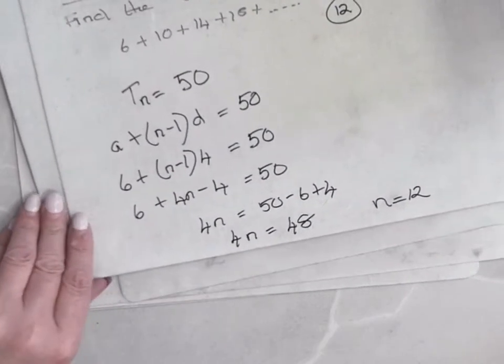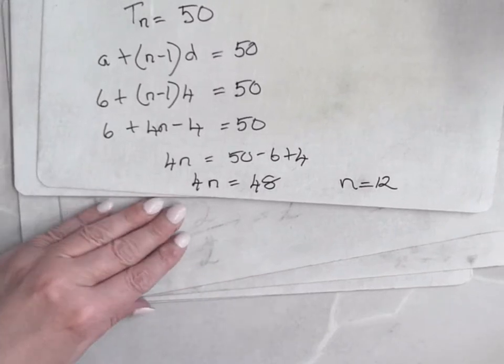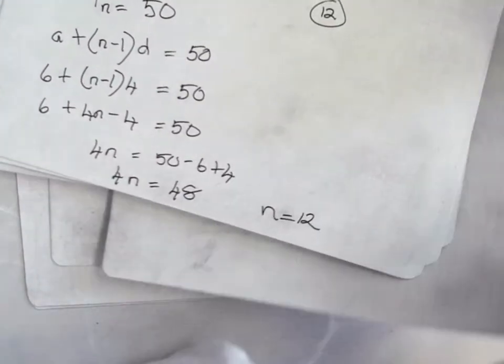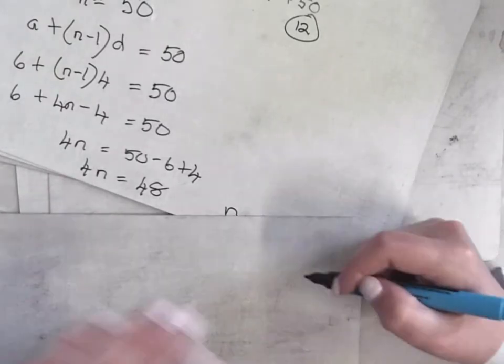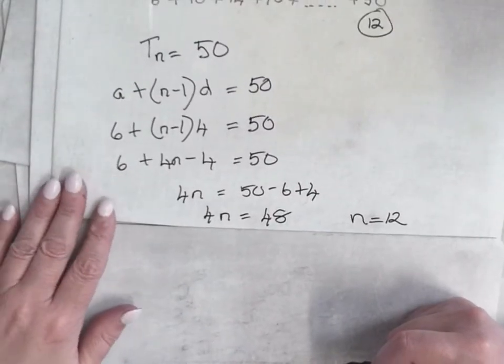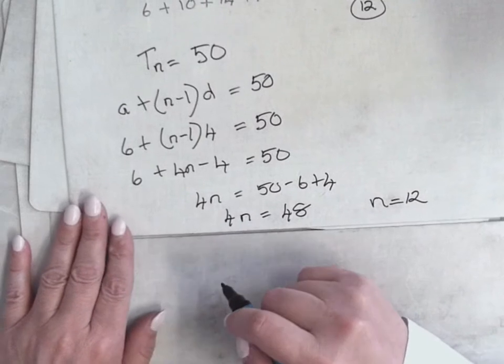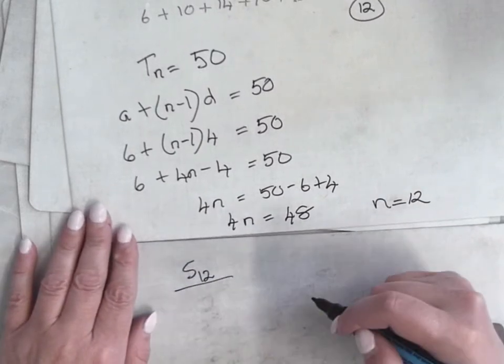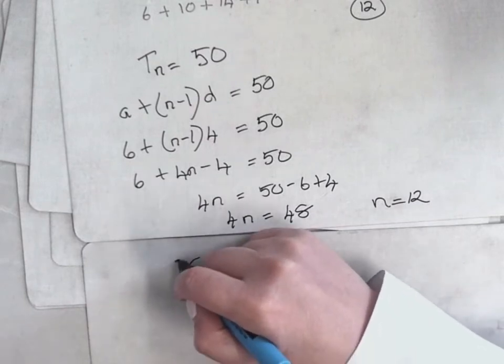Is that okay? So I had to figure out how many terms to add to start with. Okay, so that's why I had to figure out what term number 50 was. Because now I know I have to add the first 12 terms, right? So I'm looking for S12. Okay, so that's what I'm looking for, is S12.